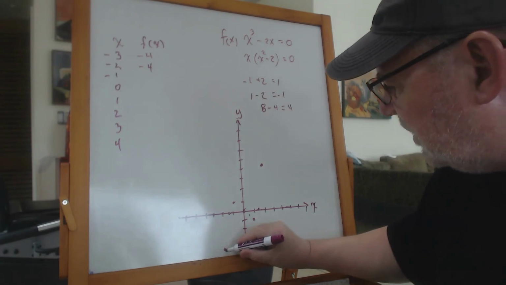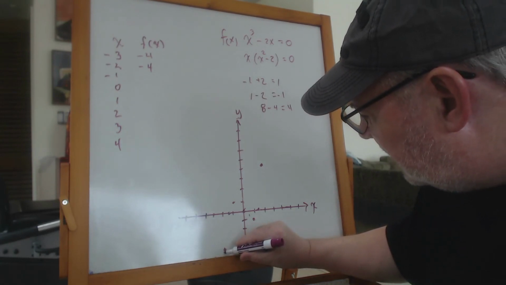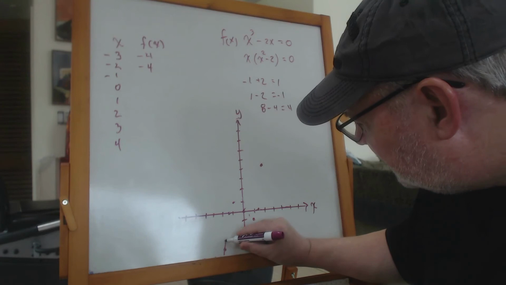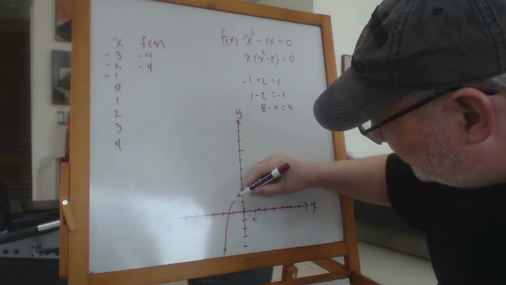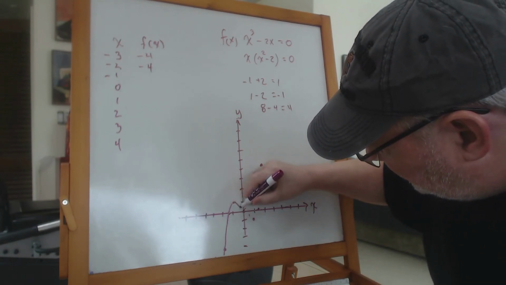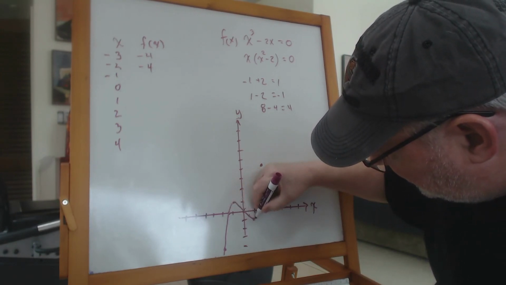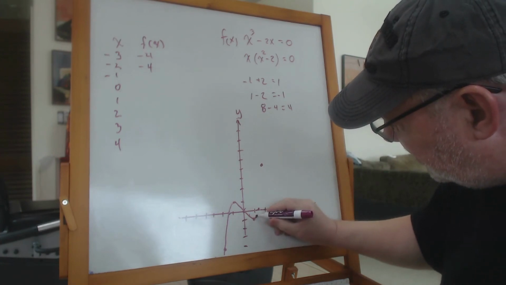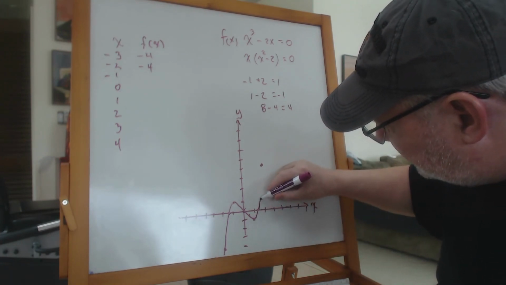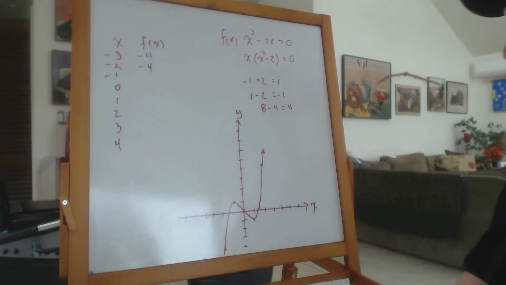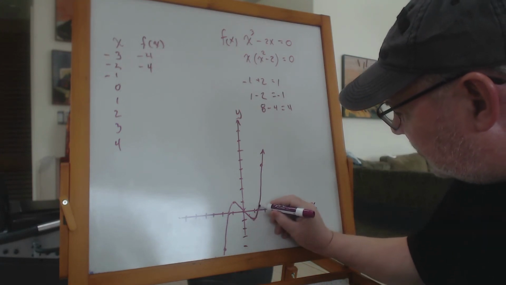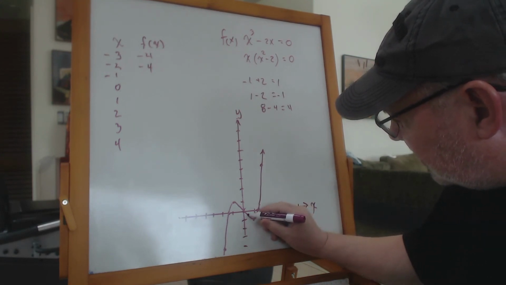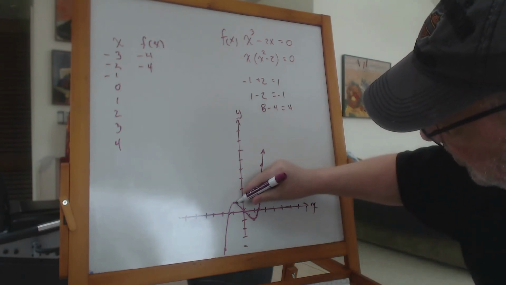So we have something like this. We have something that goes extremely steeply, and then it curves quickly, goes through 0, curves quickly, and goes up to infinity. And that's kind of the curve. Again, my artistic abilities are not so great, but that kind of gives you an idea of what it looks like.